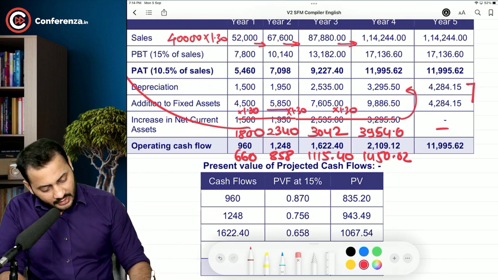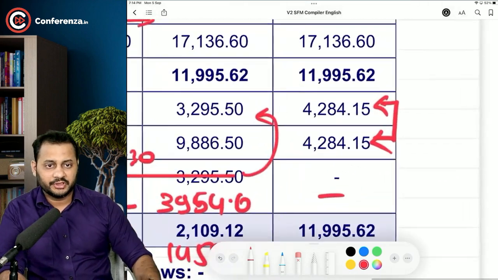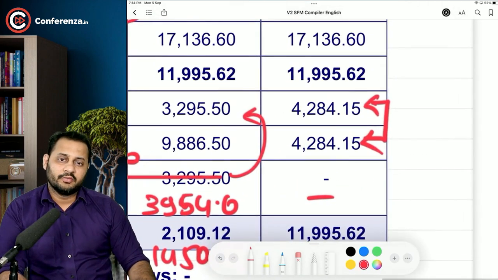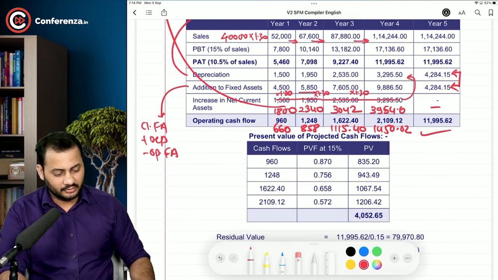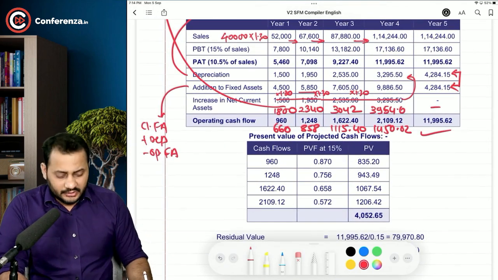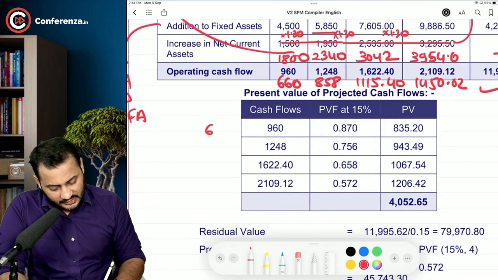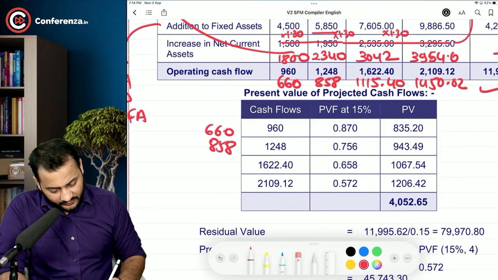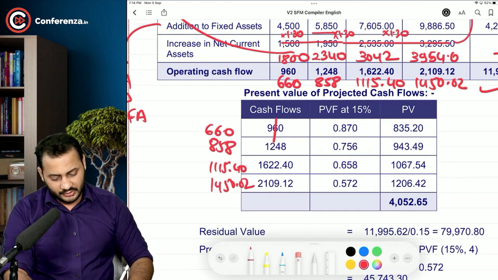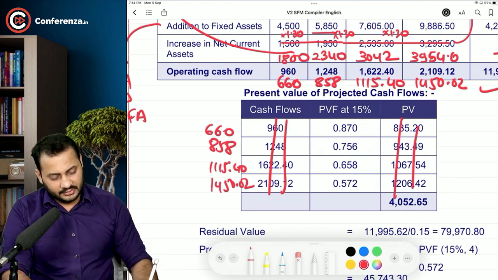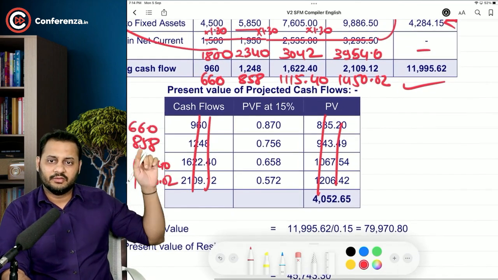You can see capital expenditure is net of depreciation in the last part. So even if you take 0, it's not going to get affected. So yes, there are some changes in the final answer as well. 660, 858, 1115.40 and 1450.02. What you need to do is cancel these items. The entire answer will change.